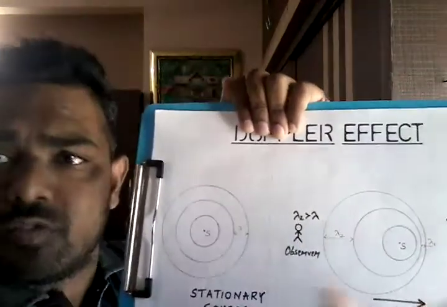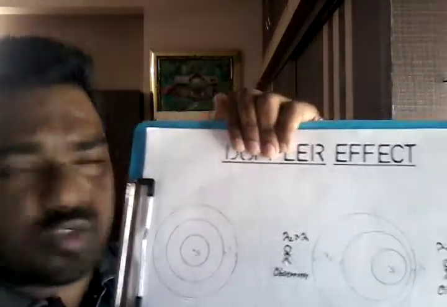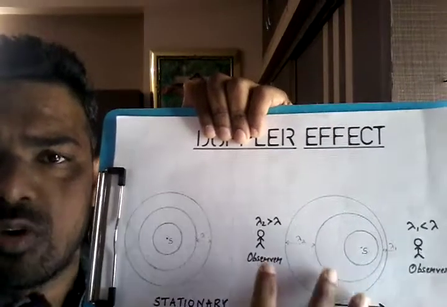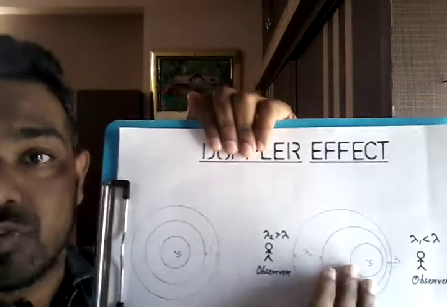Now, higher the speed of the source, greater will be the change in frequency. So this change in the frequency of a wave because of the relative motion between the source and the observer is the Doppler effect. Now the same phenomena is also observed in sound and light waves.